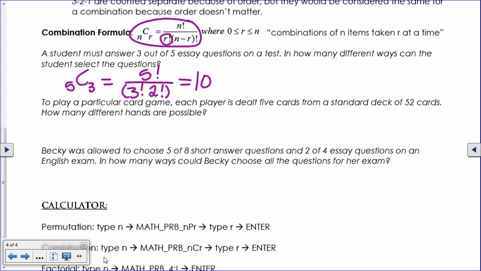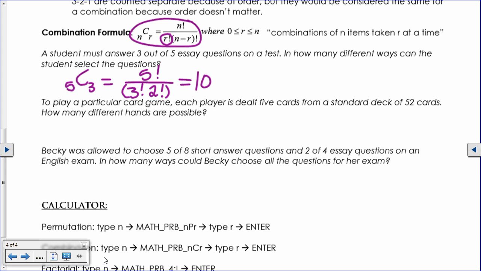Alright, so this next one. To play a particular card game, each player is dealt 5 cards from a standard deck of 52 cards. How many different hands are possible? So, think about dealing out cards. If you're given 5, you're going to get those 5 cards. Does it matter which one you get first? You're going to get all 5 anyway, so it doesn't matter which one you get first. That's why this is a combination question, because order does not matter.